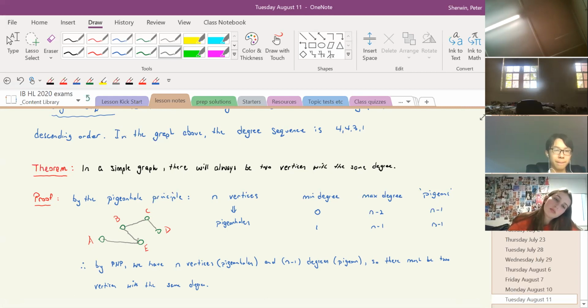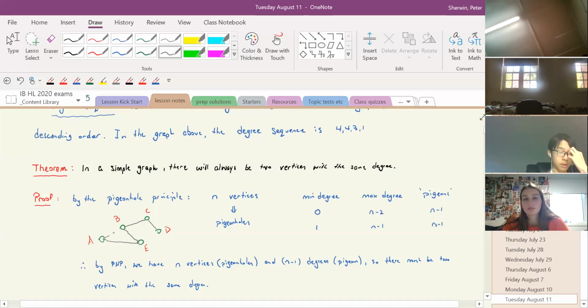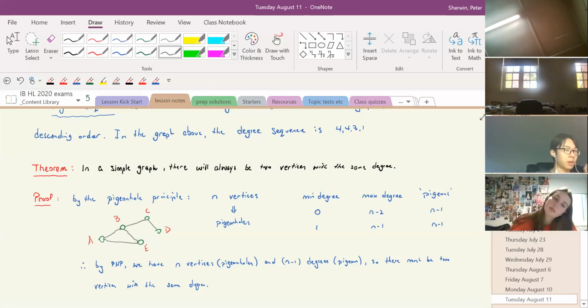Yeah. What we're trying to do is, the theorem is that there's always going to be two vertices with the same degree. At the moment, we've got E, B, C all degree 2, D and A degree 1. So now we're going to start thinking. As soon as you're asked to prove that there are at least two with the same number, that screams pigeonhole, doesn't it? Because now we're trying to load up more pigeons and pigeonholes, and we have to have some doubling up.